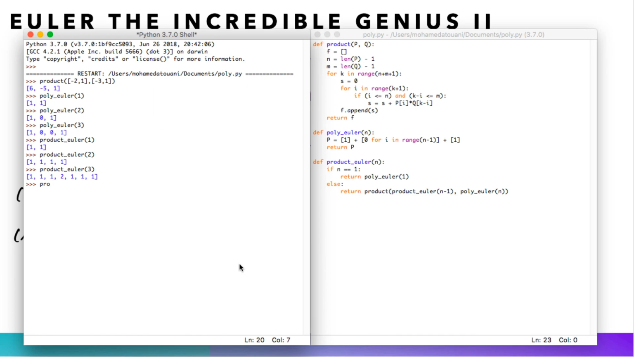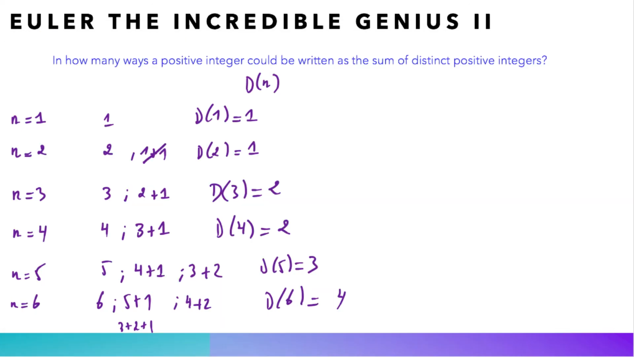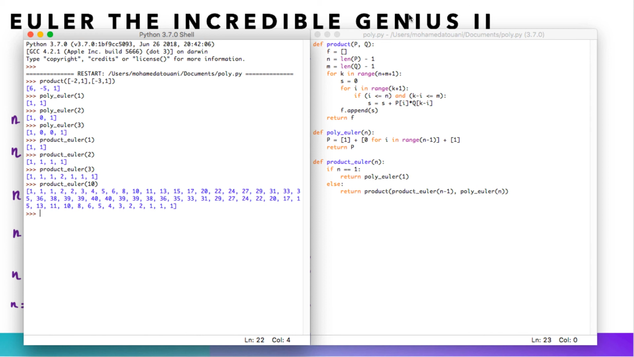Great. So now I would like to compute product Euler of 10, for instance, and this is what we get. So this is a huge polynomial, but the coefficients here are 2, 2, 3, 4, 5, and they are the same coefficients as here, 1, 1, 2, 2, 3, 4, and so on and so forth. But how on earth did Euler think of his polynomial and that multiplying all out and collecting like powers of x would give d of n? He was an incredible genius, and that's the bottom line.